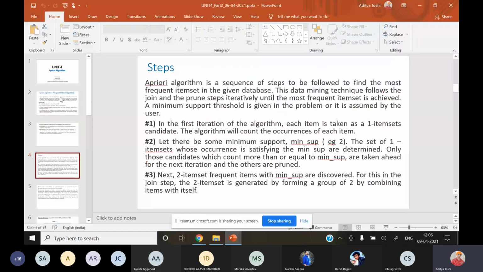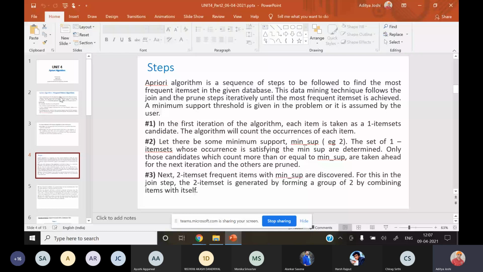So what are the steps? The Apriori algorithm is a sequence of steps to be followed to find the most frequent item set in the given database. So we will follow the join and prune steps iteratively until we find the most frequent item set. We have given a minimum support threshold, or you can assume a value of minimum support threshold. Either the minimum support is given like 50% or 60%, or you can assume the minimum support is 50% or 40%, or minimum support count is 3 or 2.